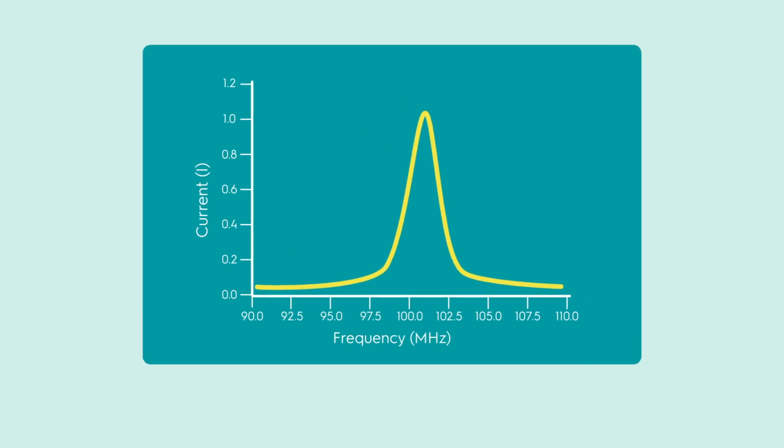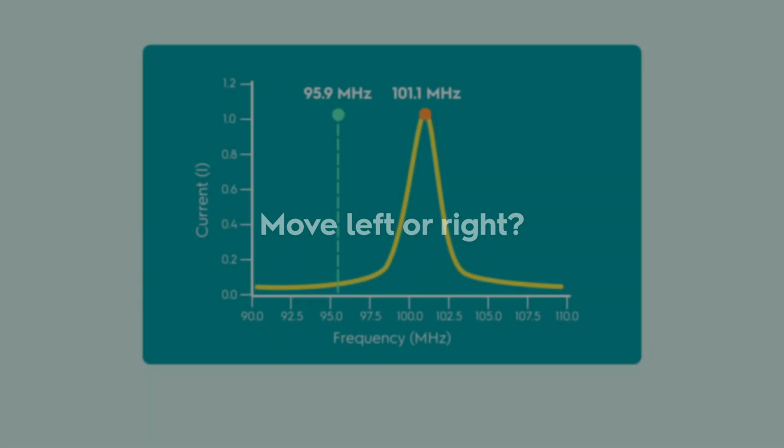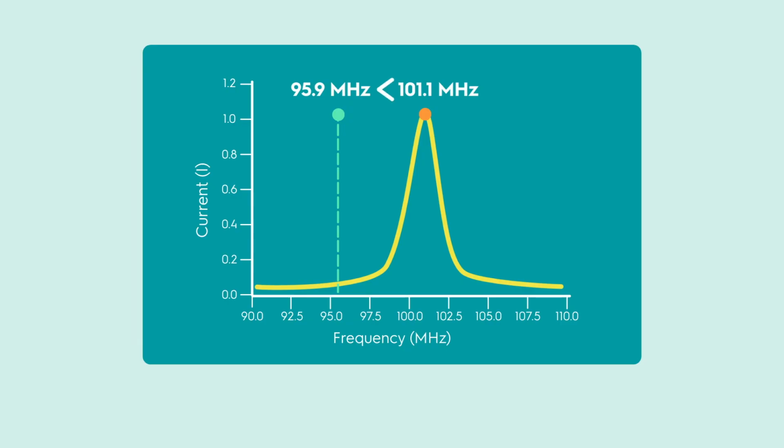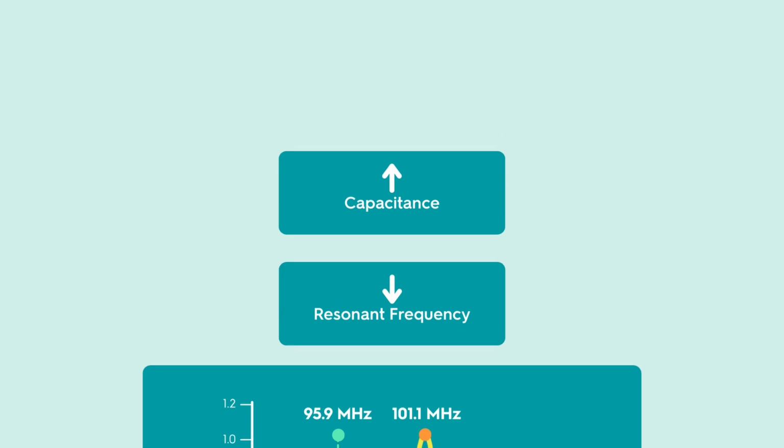Let's practice. Suppose you're currently tuned to 101.1 MHz, but you want 95.9. Should the resonant peak move left or right? 95.9 is lower, so the peak must move left. That means you increase the capacitance, which lowers the resonant frequency.